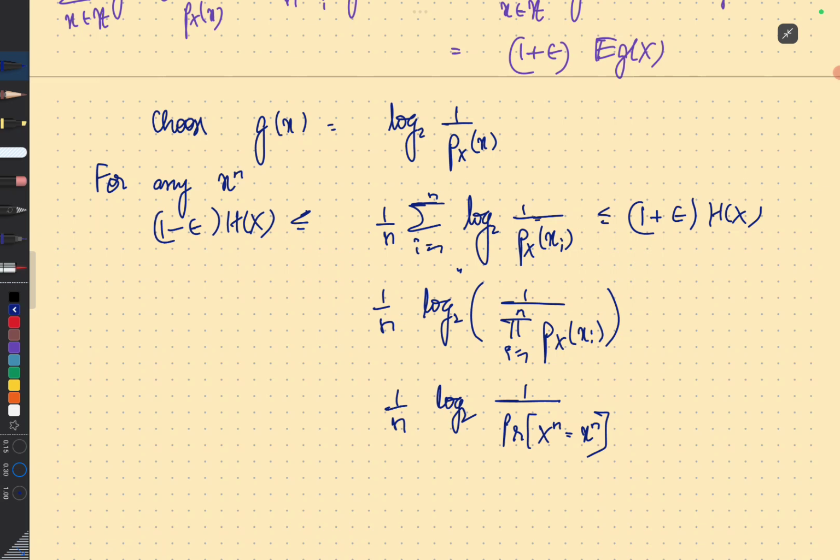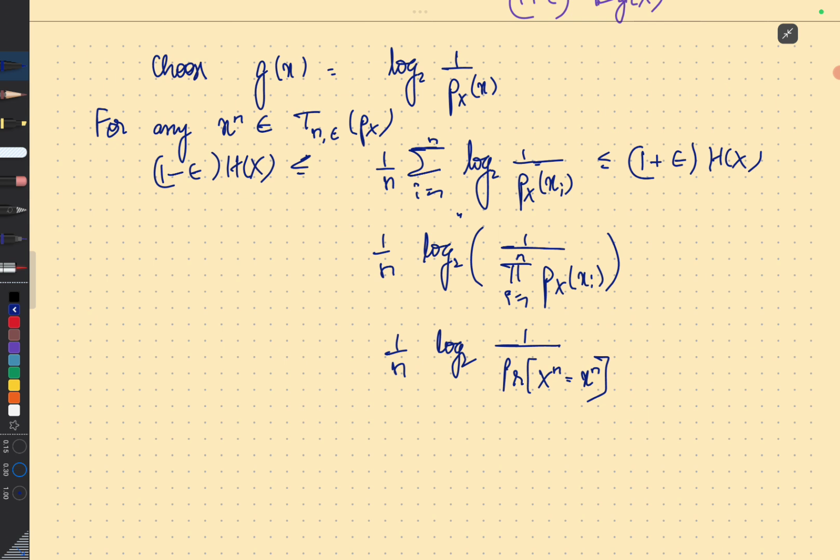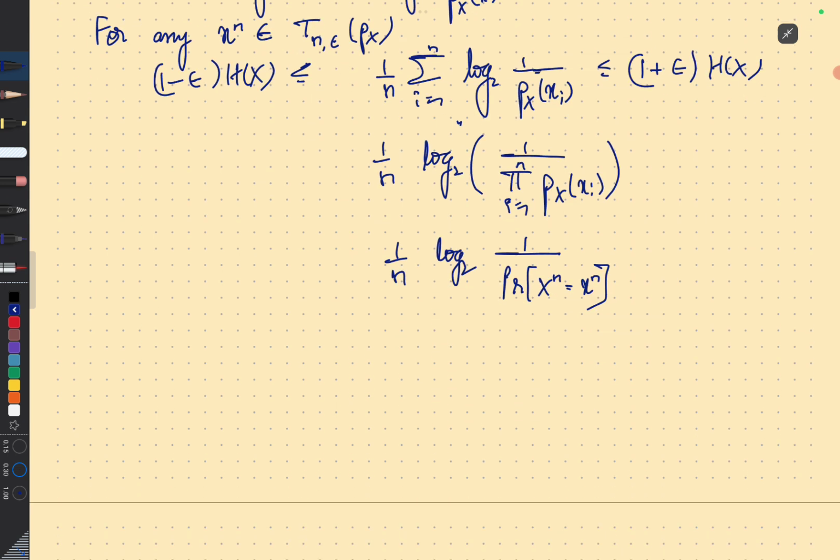This in general will not hold for sequences outside the typical set. This is what we call a typical sequence. So this quantity, what we've shown, is less than or equal to 1 plus epsilon times the entropy. It's greater than or equal to 1 minus epsilon times the entropy.